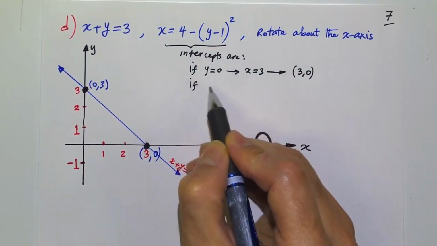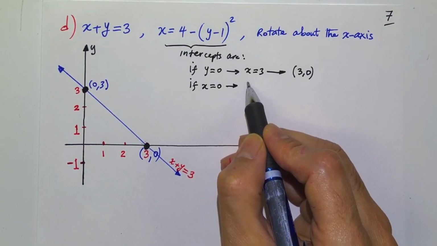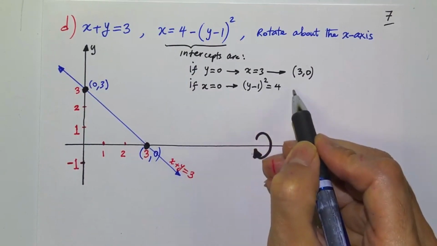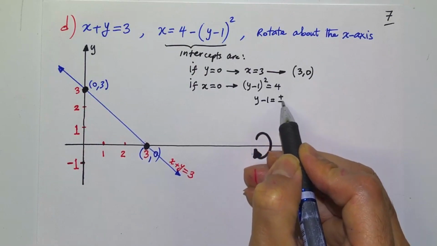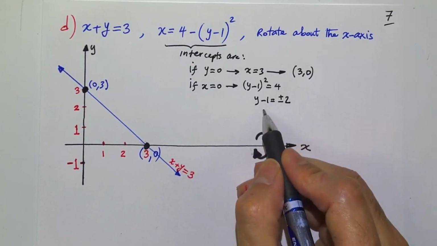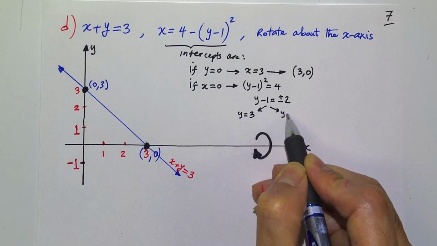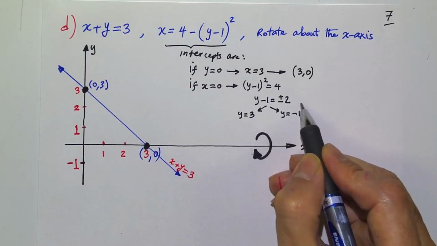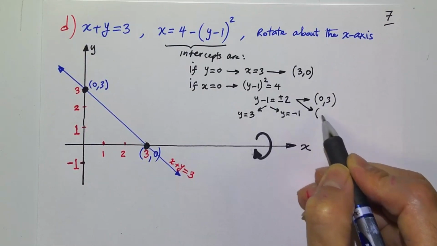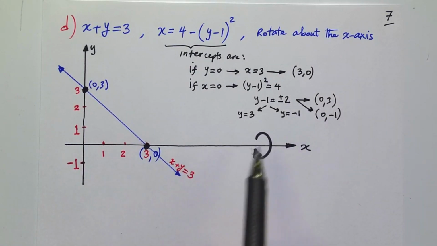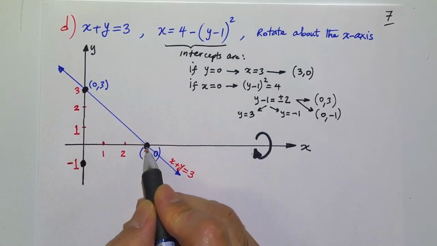So then let's find the y-intercept. If x equals 0, what do we get? We get (y minus 1) squared equals 4. If we take the square root of both sides, we end up with y minus 1 equals plus or minus 2. This is going to give us y equals 3 and y equals minus 1. So for this one, the y-intercepts would be (0, 3) and (0, negative 1). So it's going to go through that point, and also this point.